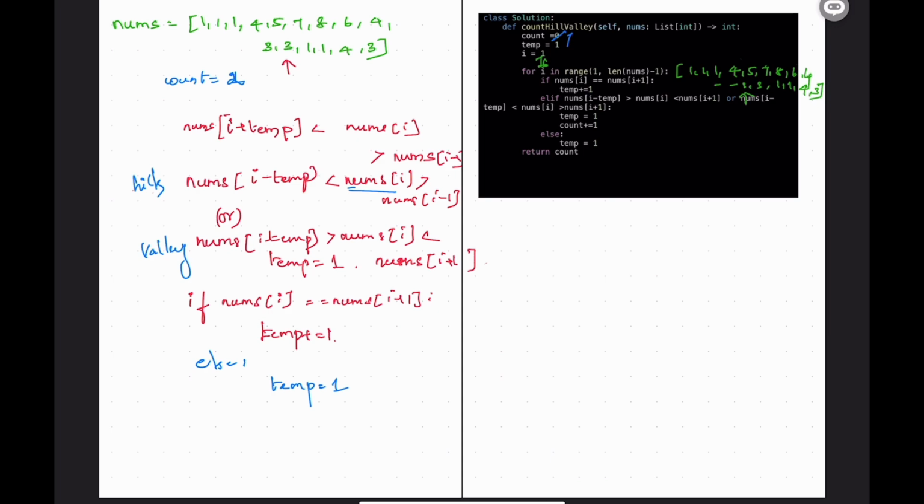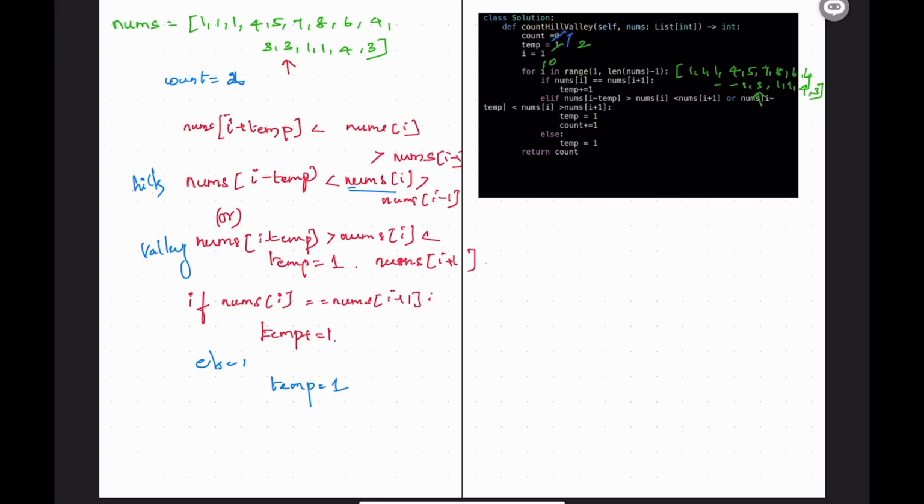3 comes. Now nums of I equals nums of I plus 1, so the temp will get updated to 2. And again when I goes here, I plus 1 and this was not equal. So what it will do is it will come here. Now our current I is 10. Okay, now our I came here.